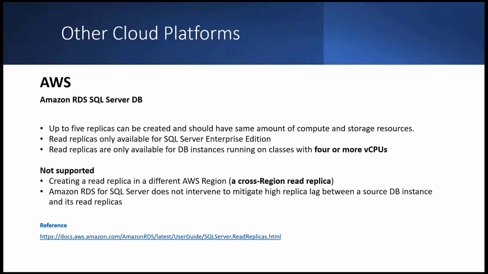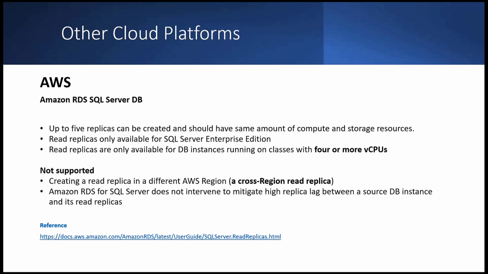Each replica needs to have the same size of compute and storage resources. And replicas are only available if you're using SQL Server Enterprise Edition. For deploying a read replica, they have to be instances that have 4 or more vCores. Now, if we focus on geo replication, creating a read replica in a different AWS region is not supported. So basically, it does not support geo replication.